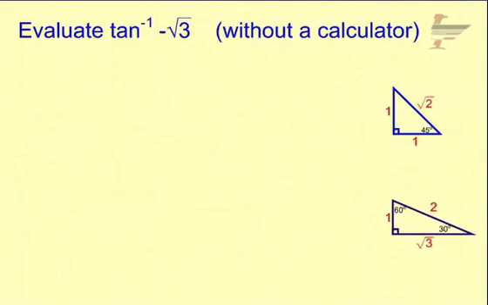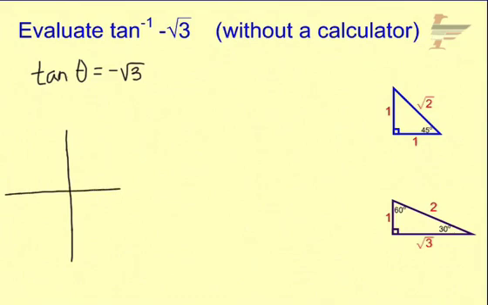Evaluate the inverse tangent of negative root 3. So first thing I do is I rewrite this. I'm going to say tangent of theta equals negative root 3. Next thing I'd like to do is think about where this angle could be. I just want to make sure I don't forget that.